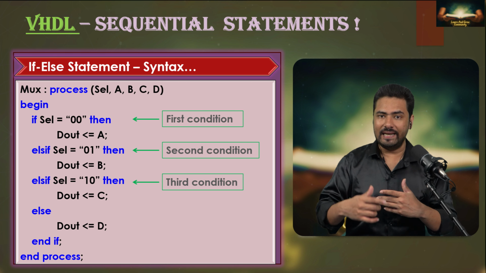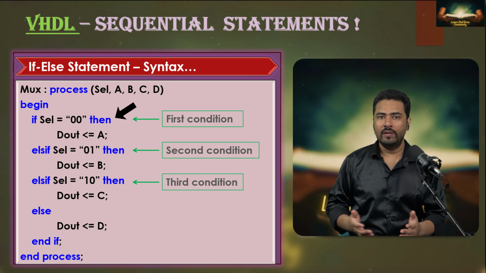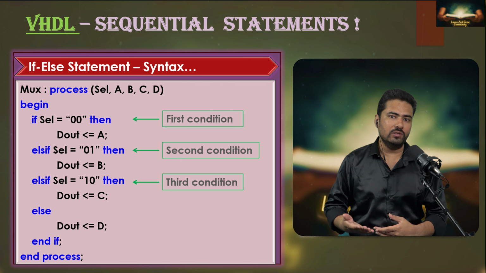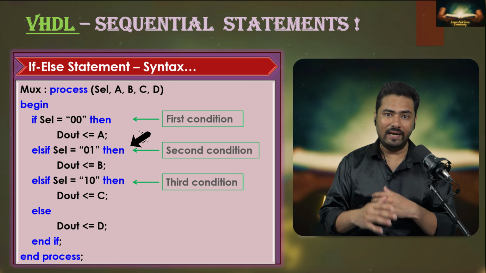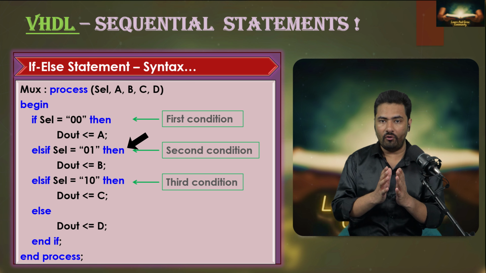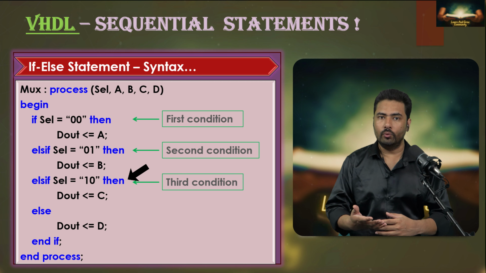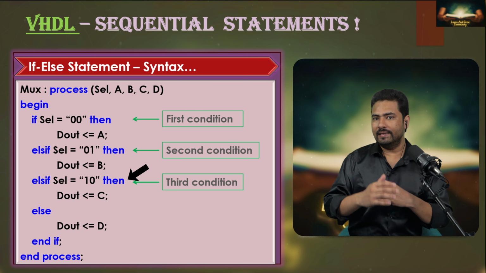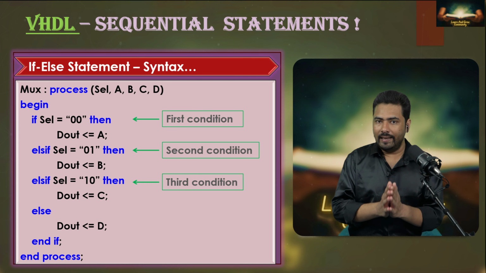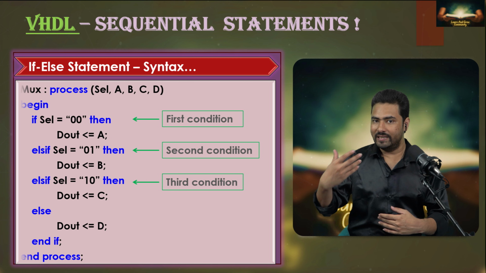So this if statement checks for three conditions. The first condition checks if select equals "00", then D out is assigned the value of signal A. If the first condition is false, then the second condition checks if select equals "01", and if this condition is true, then D out is assigned the value of signal B. Then the third condition checks if select equals "10", and if it is true, then D out is assigned the value of signal C. And in the last, if none of the conditions is true, then the simulator executes the else section and D out is assigned the value of signal D.